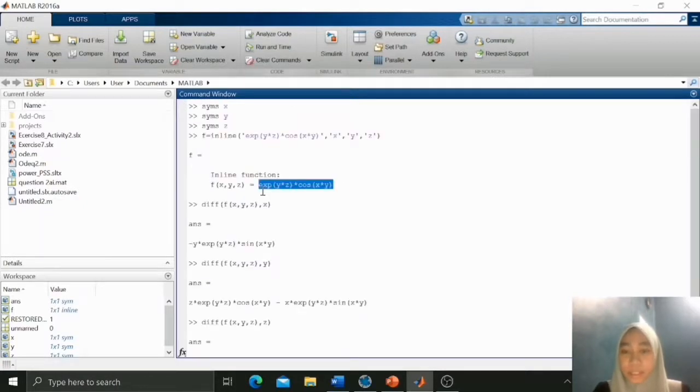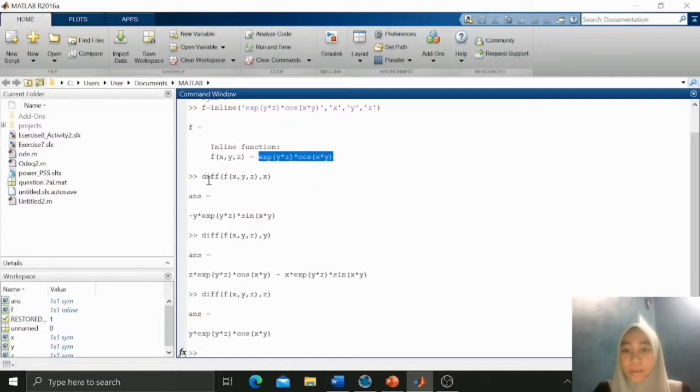The second equation is exponent to the power yz cos xy. First we differentiate the function with respect to x, and the answer is negative y exponent yz sin xy. Next, I differentiate the function with respect to y, and the answer is z exponent yz cos xy minus x exponent yz sin xy. And the last one, I differentiate the function with respect to z, and the answer is y exponent yz cos xy.